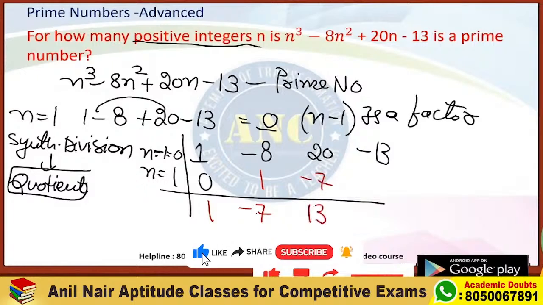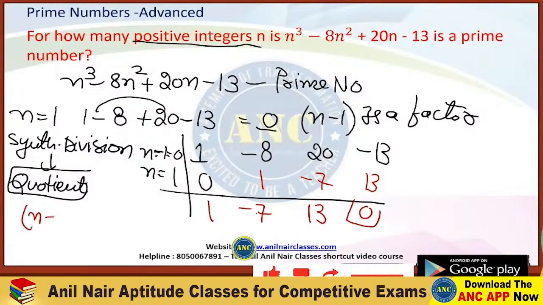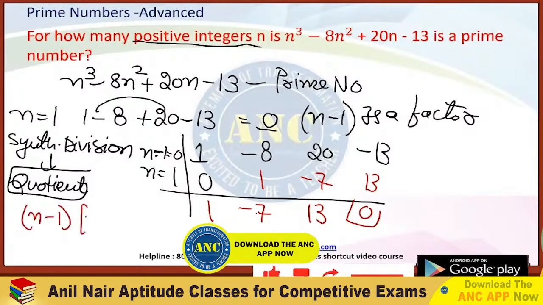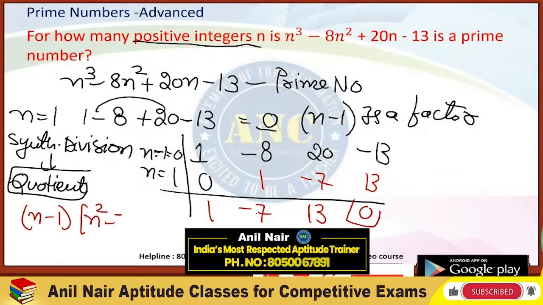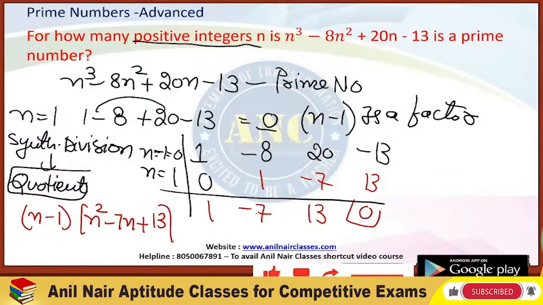20 minus 7, 13. 13 ones are 13. Remainder is 0. So n minus 1 is a factor. Next, out of the cubic, n minus 1 is a factor. The quotient is nothing but n square minus 7n plus 13.